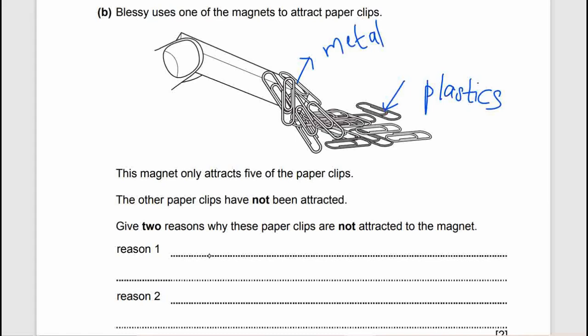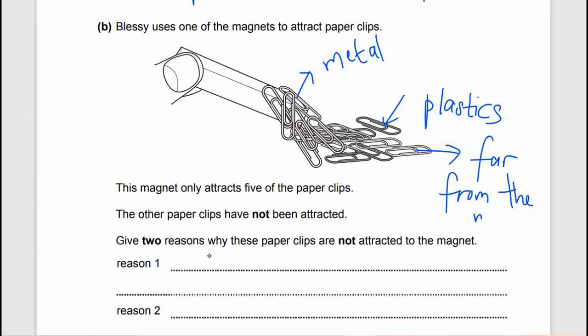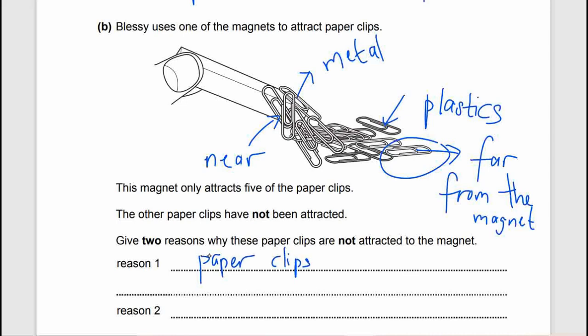Or the other reason is this is far from the magnet. This is far, this is a distance, well this is near. So our first reason is paper clips, I'm talking about this one, are far from the magnet. The second reason is some paper clips, I'm talking about this one.